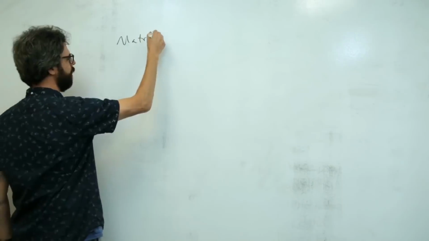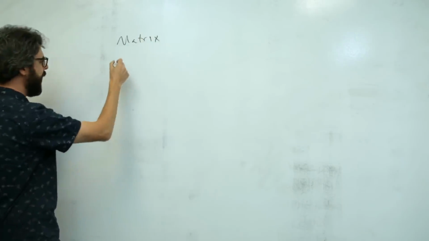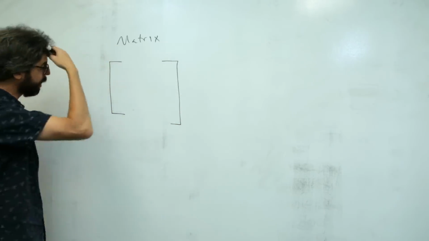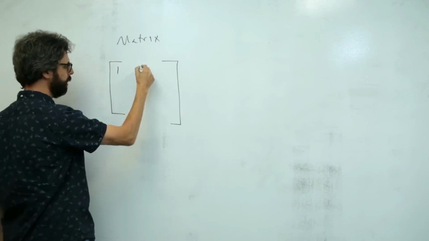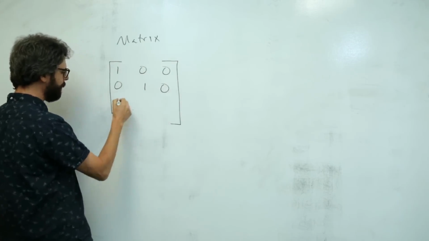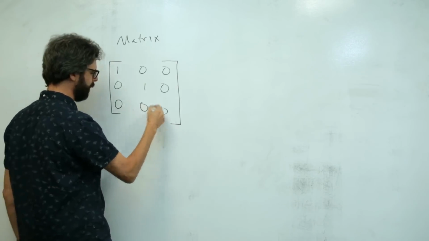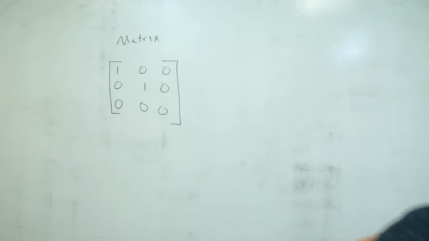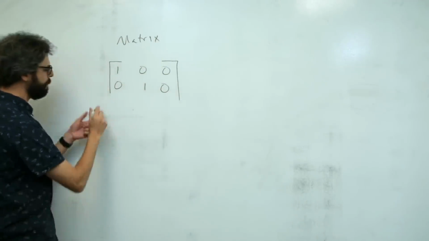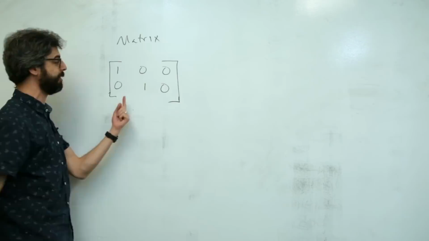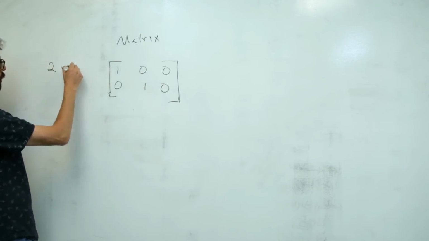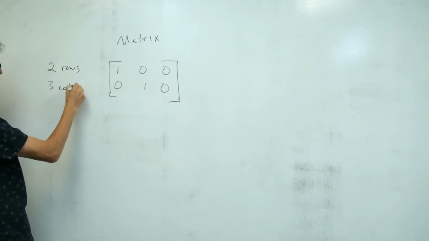So a matrix is a 2-dimensional table of numbers. For example, this is a matrix. Just for demonstration purposes, I'm going to leave it like this, because this is actually a matrix that I'm going to use in my code itself. This is a matrix. It is 2 rows by 3 columns.